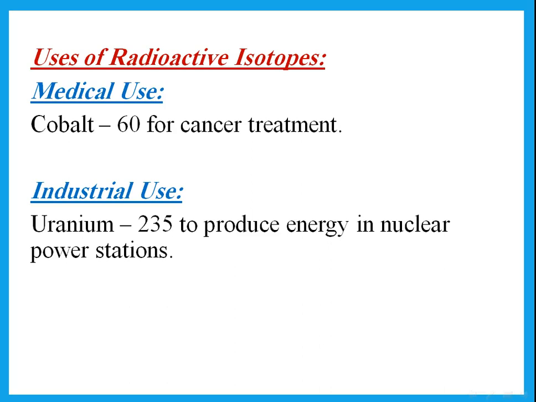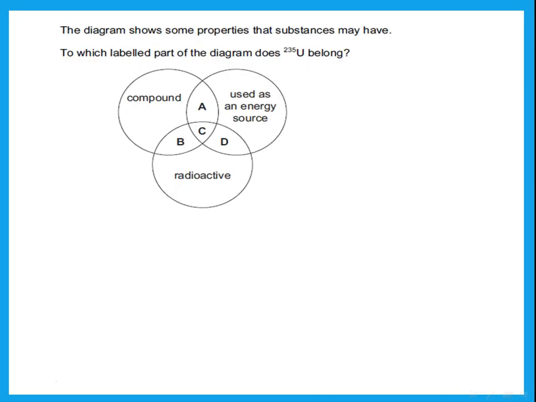An industrial use of a radioactive isotope: uranium-235 to produce energy in nuclear power stations. Remember that the uranium written in the periodic table is uranium-238. But for industrial use here, we're talking about a different isotope, uranium-235, to produce energy in nuclear power stations.